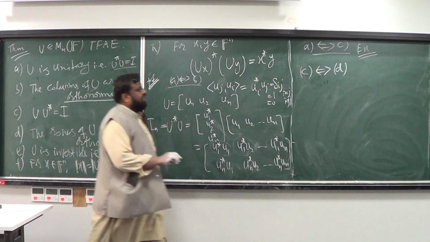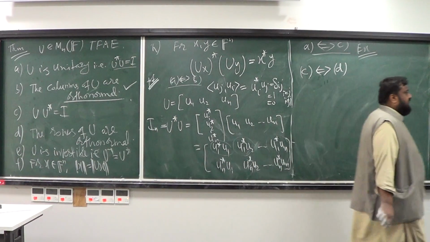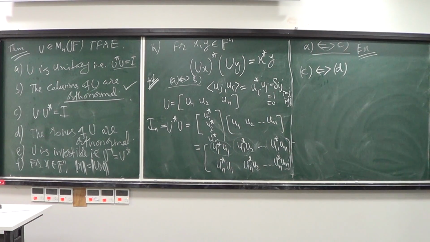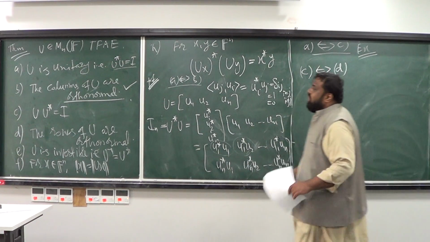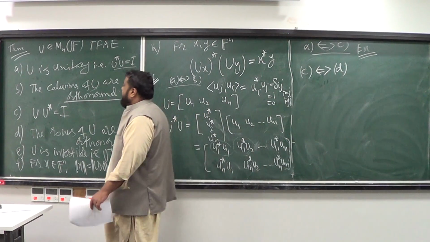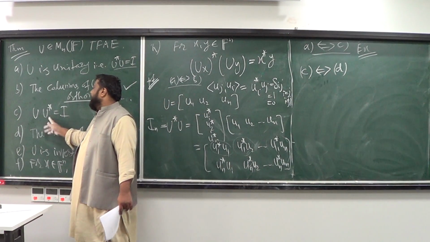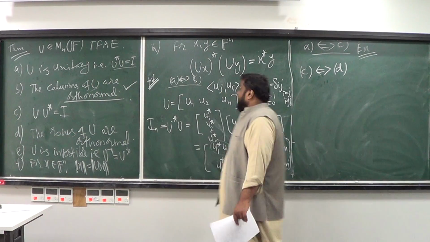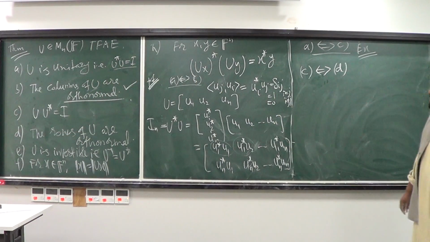Now let's prove C is equivalent to D. For that, what we need to show is that if U star is the right inverse of U, then the rows of U are orthonormal. This is what you have to show.